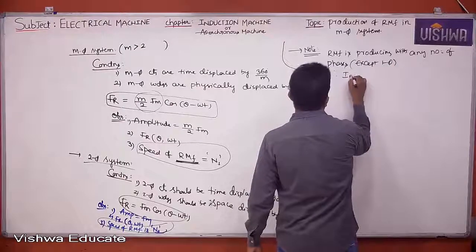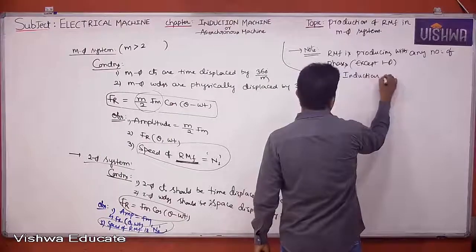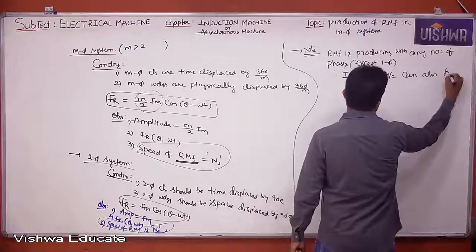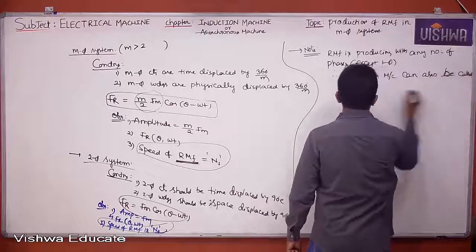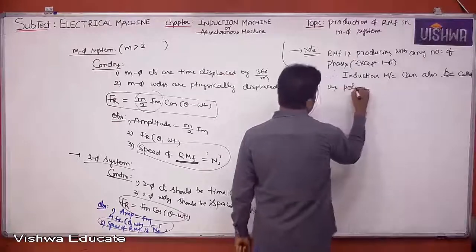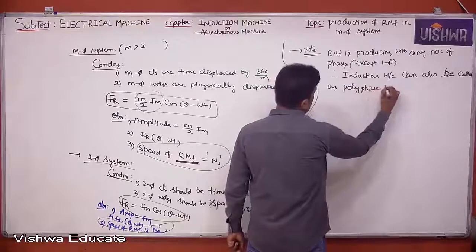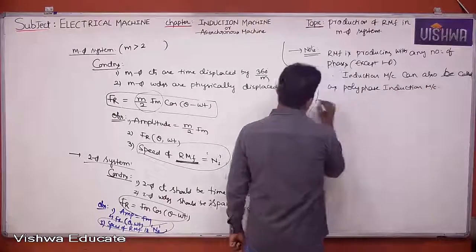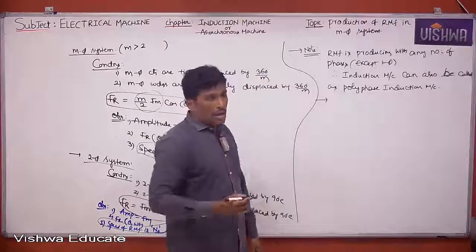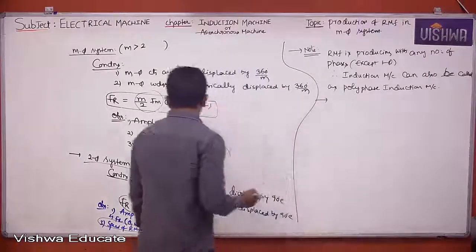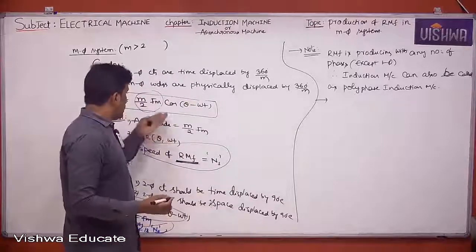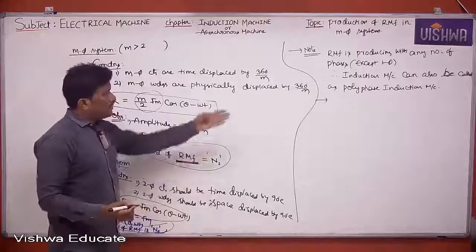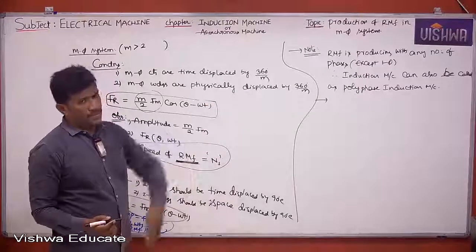Therefore, the induction machine can also be called a polyphase induction machine. Polyphase induction machine. This is one note. And one more thing. I told you already, rotating magnetic field is produced with any number of phases. Okay. So that's why it is also called a polyphase induction machine.